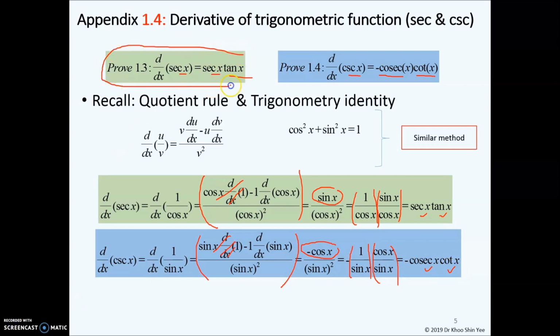Please take note that if you can remember this formula, you can use the relationship to form this answer. For example, secant has a relationship with cosecant. So positive becomes negative, and lastly tangent has a relationship with cotangent. So you can use this relationship to form the answer.